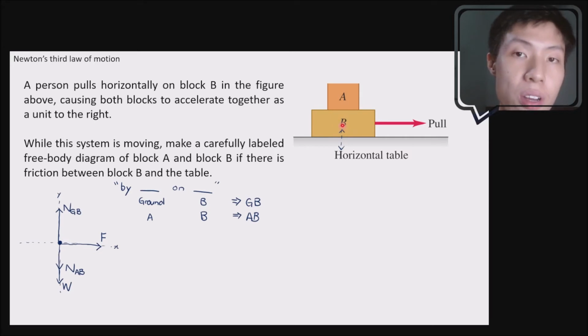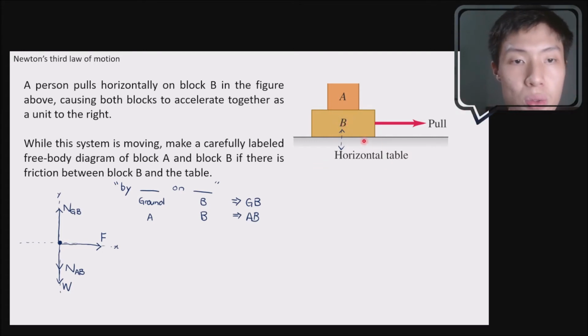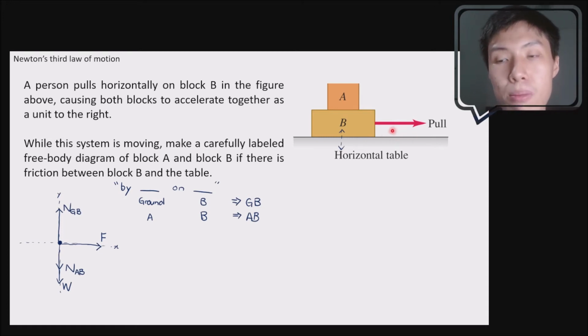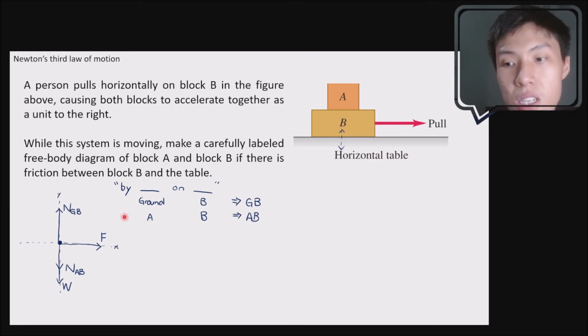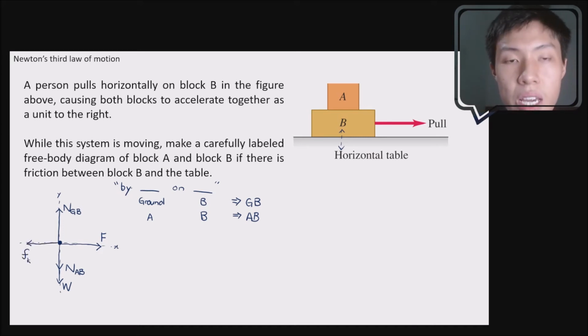So what is the direction of this kinetic friction exerted by the horizontal table on block B? We remember for kinetic friction, it's opposite the direction of sliding. Block B is sliding across the horizontal table to the right, so the opposite direction will be to the left. That means the kinetic friction exerted by the horizontal table on block B is to the left. So this one will be kinetic friction to the left.